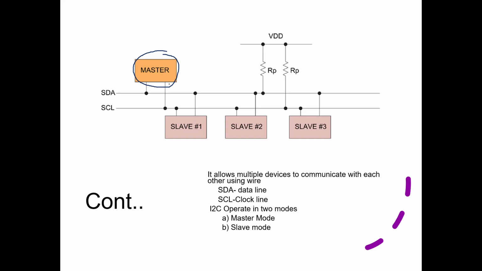Here, open drain means the SDA line and SCL line are connected to the pull-up resistance, RP.